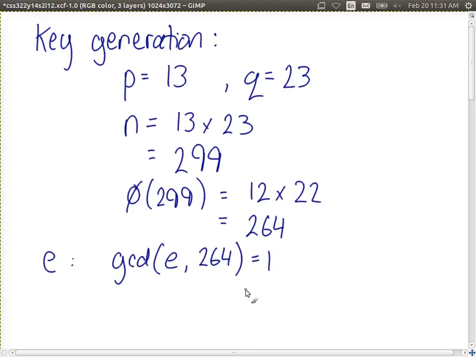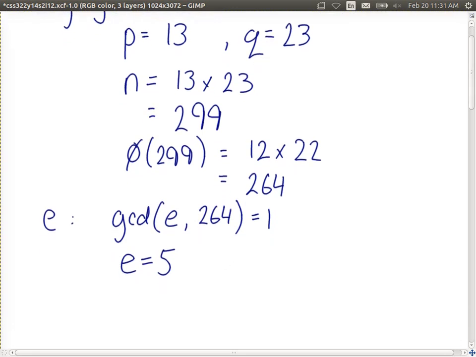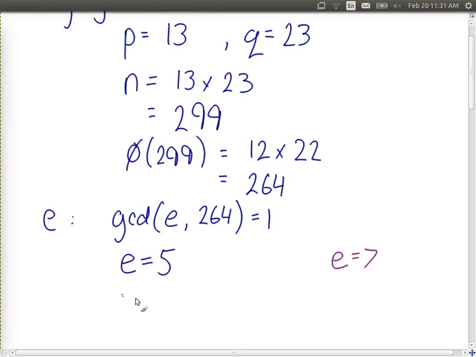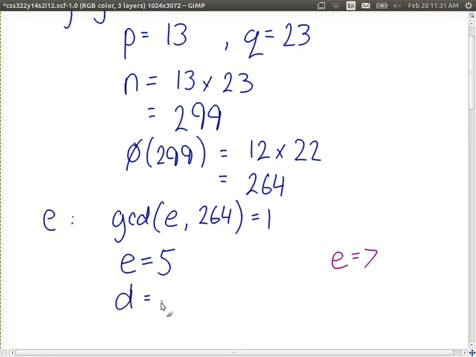Let's choose 5. We know that E is 5 because the greatest common divisor of 5 and 264 is 1. And then if E is 5, some people did E is 7. So we'll just write that for those people. Another option, E was 7. If E was 5, what's D? If E is 5, what's D?